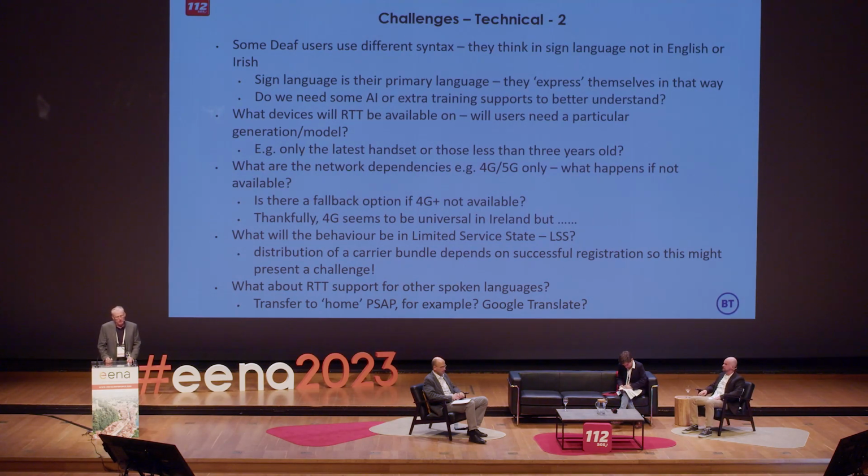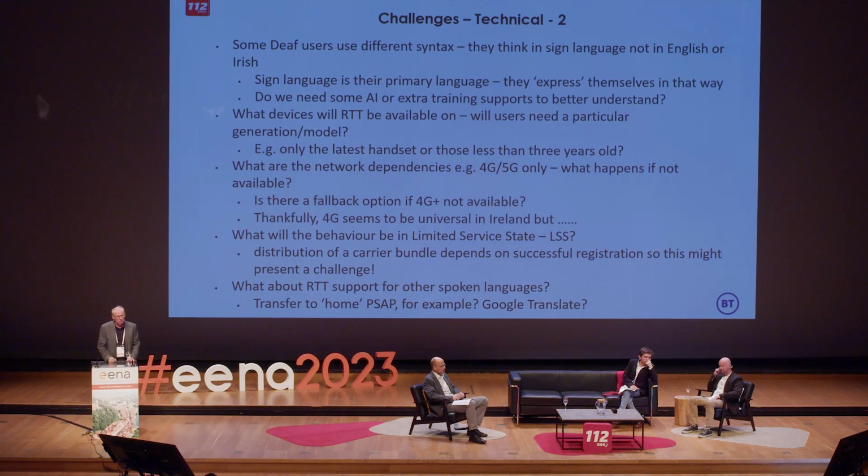The other thing that we need to worry about is network dependencies. This is designed to work over 4G and 5G. Luckily in Ireland, 4G is universal, but it's only when we actually see this working in practice that we will know if there are spots of the country where it doesn't work. What do we do then? And will there be some sort of a fallback option for these users? The honest answer is, I don't know. And we've also got to worry about limited service state, which is an issue today with voice calls. I think these problems will only multiply as we go forward with real-time text.